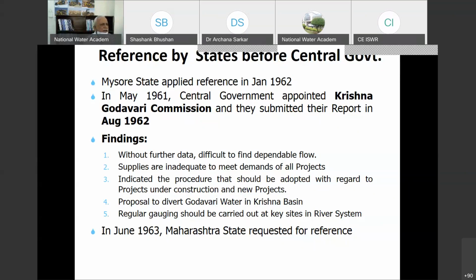followed by the reference of January 1962 by the state of Mysore. The state of Maharashtra in June 1963 requested for reference.